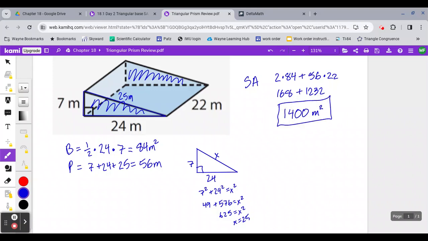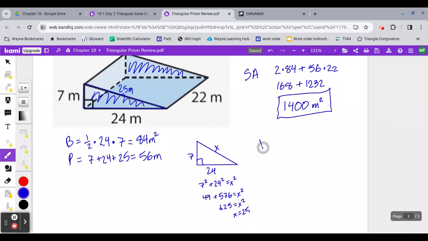Okay. Now for volume, once again, it's the area of the base, so that's 84, times our height of our prism, which in this case is 22. 84 times 22, that gives me 1,848 meters cubed. Volume is always cubed. Okay?